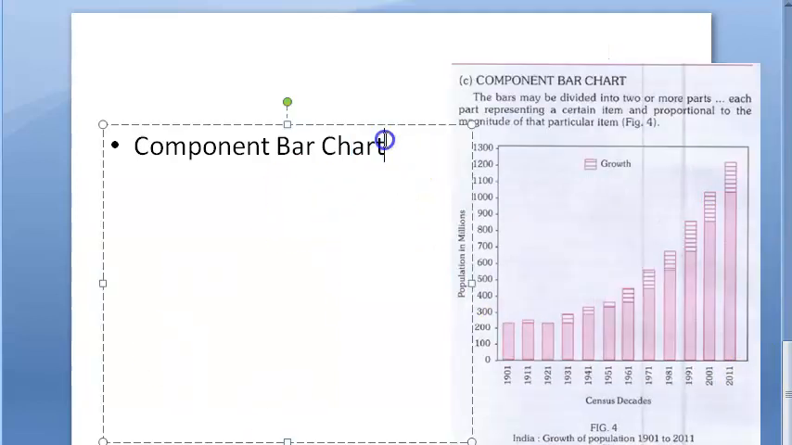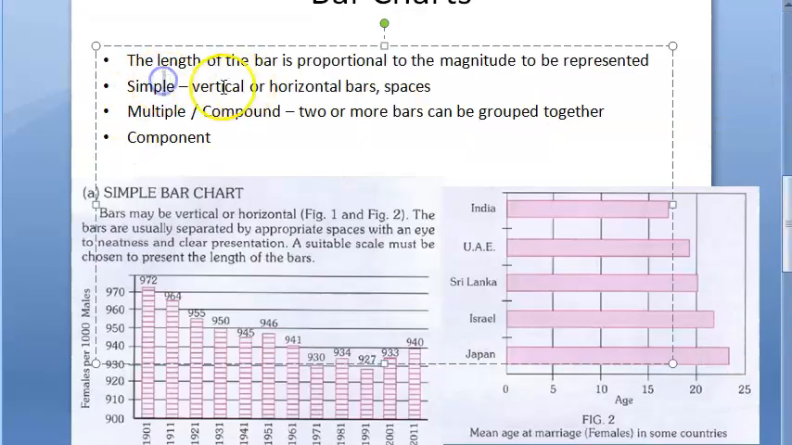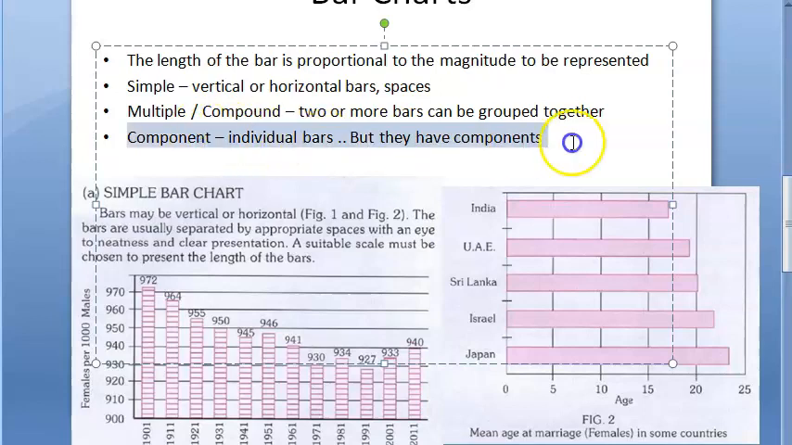So here there is one bar only, but the bar itself is divided into components. That is component bar chart. Okay, we understood. So let's go back here and update. Simple: vertical or horizontal bars with spaces. Multiple or compound: two or more bars can be grouped together. Component is again single individual bars only, but they have components.